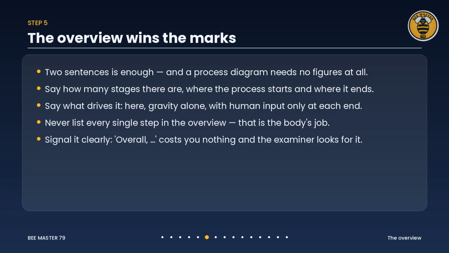The overview is the highest value paragraph in the whole task, and for a process diagram it needs no figures at all. 2 sentences is plenty. Say how many stages there are, say where the process begins and where it ends, and say what drives it. Do not list every step here, because that is the job of the body paragraphs, and signal it clearly. The single word "overall" costs you nothing, and the examiner is actively looking for it.